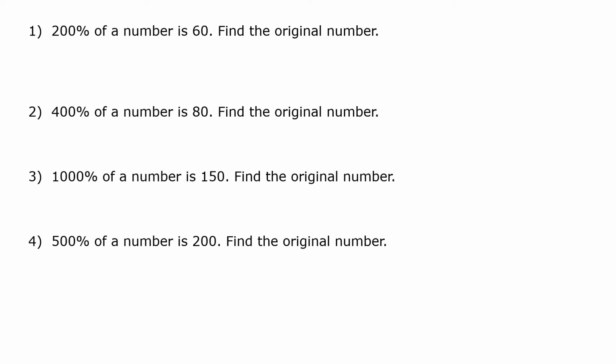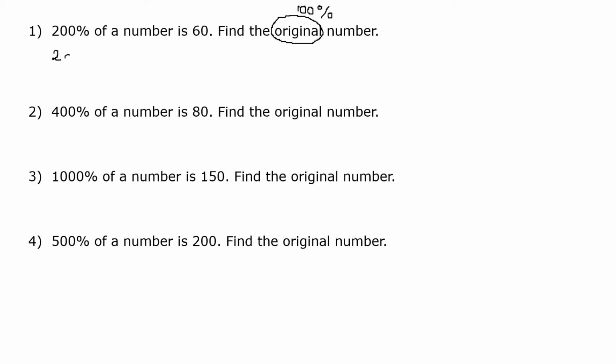So now we're going to look at what we do when we're given more than 100% of the number. So our original number will now be less than the percentage that we're given. And our original number is still 100%. Whenever you're asked for an original value, you're always trying to get back to that 100%.